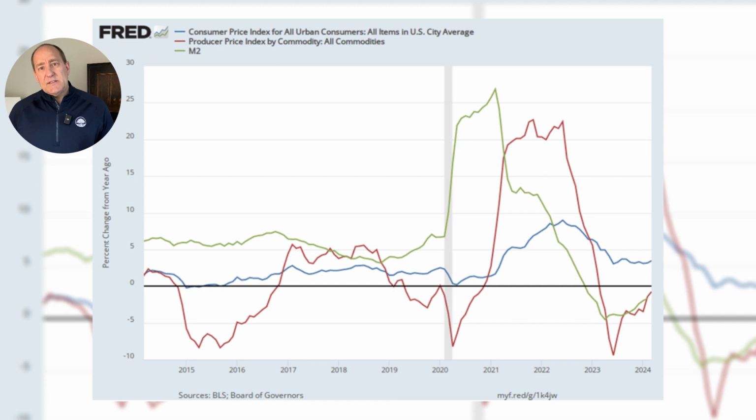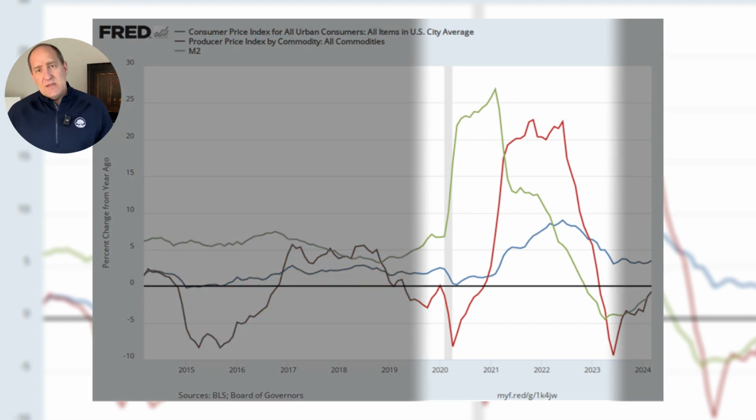Then let's take a look at the second line I want to draw your attention to, the deep red line, and that is producer prices or commodities. You can very clearly see the lag relationship between the increase in money and the increase in producer prices. We think that link is unassailable.